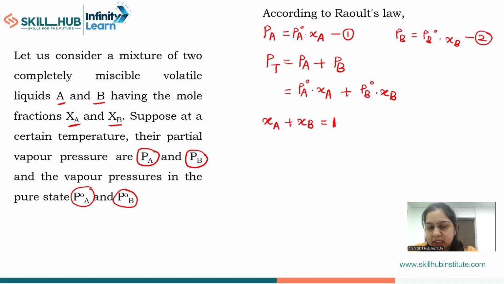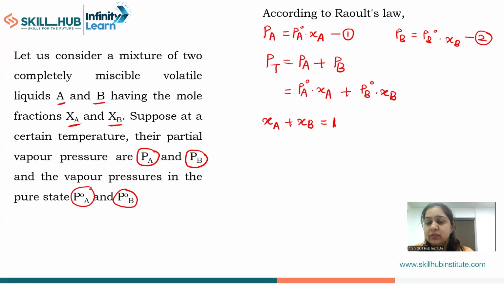That is what we have already studied. So even if you have three components A, B, and C, the mole fraction of A plus the mole fraction of B plus the mole fraction of C is always going to be 1. So how many components do you have when you add their mole fractions? The answer is always going to be 1.